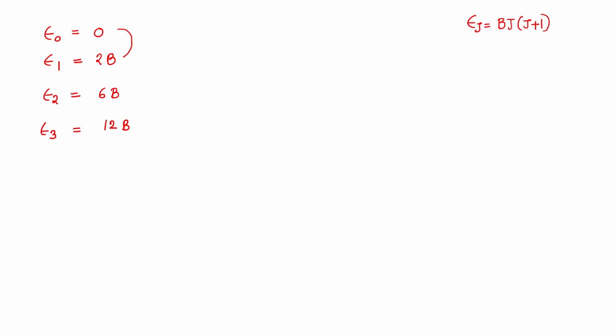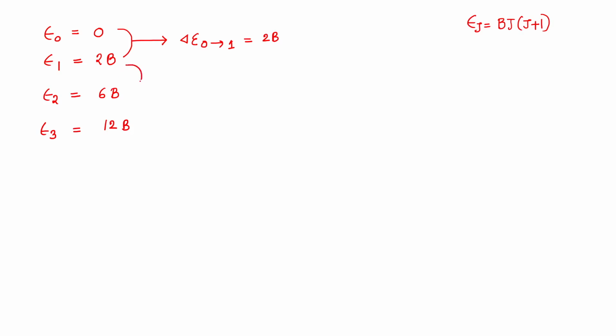In spectrophotometers, what we actually record is the rotational spectrum, and that relates to the energy gaps, right? When we measure the transition from 0 to 1, we are going to measure a line. We are going to get this delta E for 0 to 1 at 2B, right?